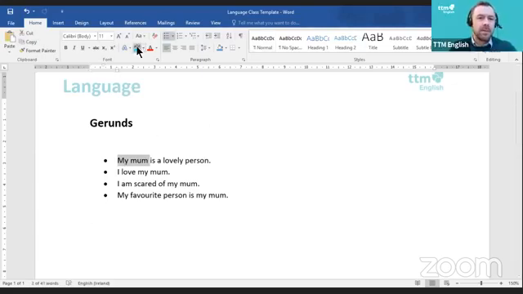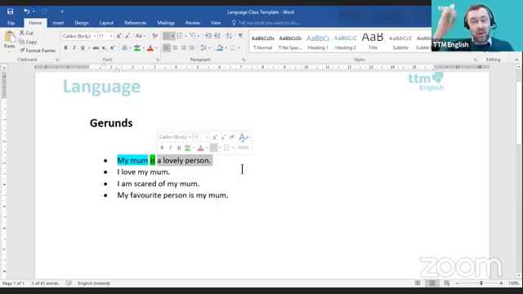Absolutely right. My mum is the subject. Is is the verb. So let's make that green. And then we've got our lovely person. So my mum in this case is the subject, isn't it? And our lovely person is what you call a subject complement. I don't want to get too technical about it, but what that does is it describes my mum, doesn't it? It says what my mum is.